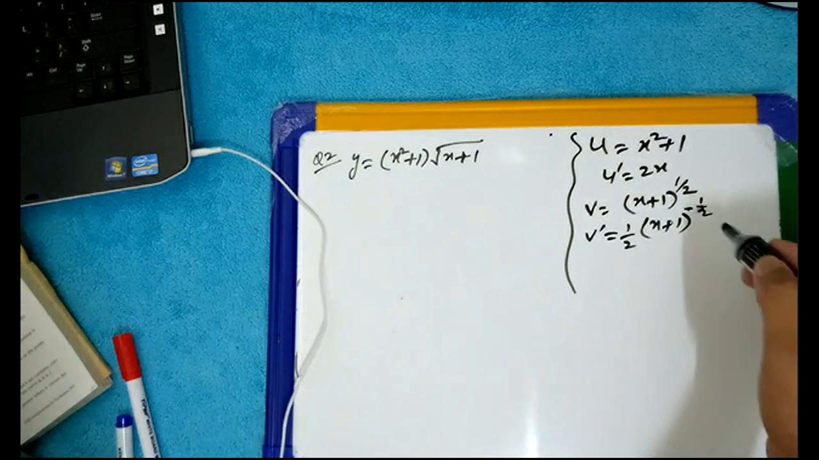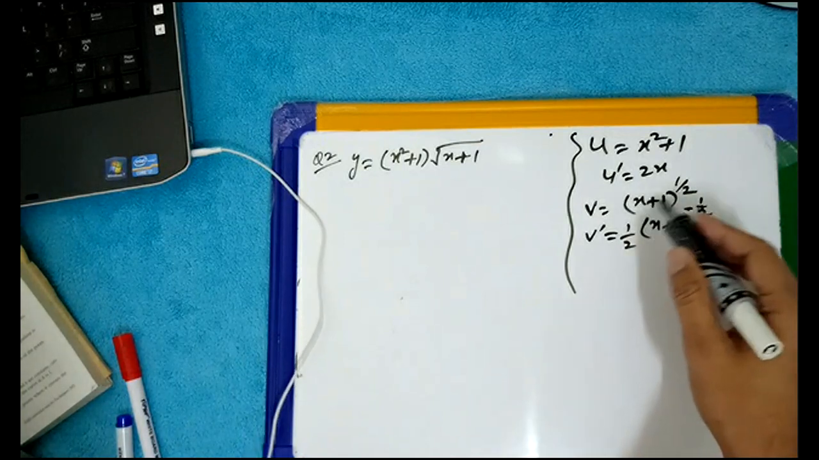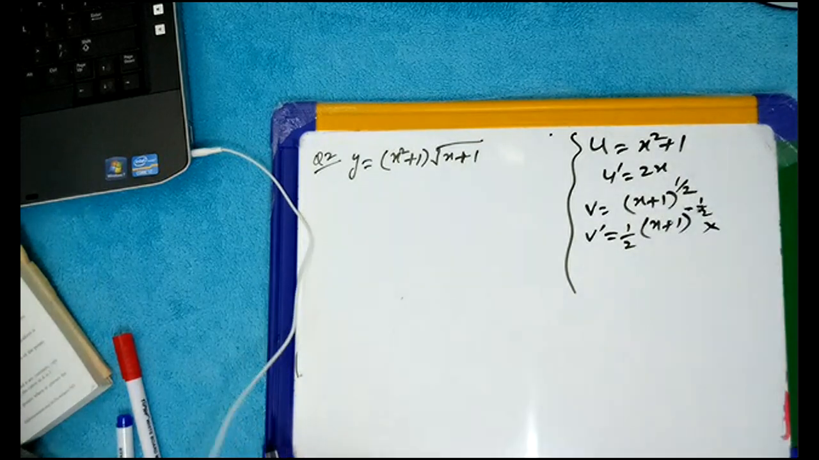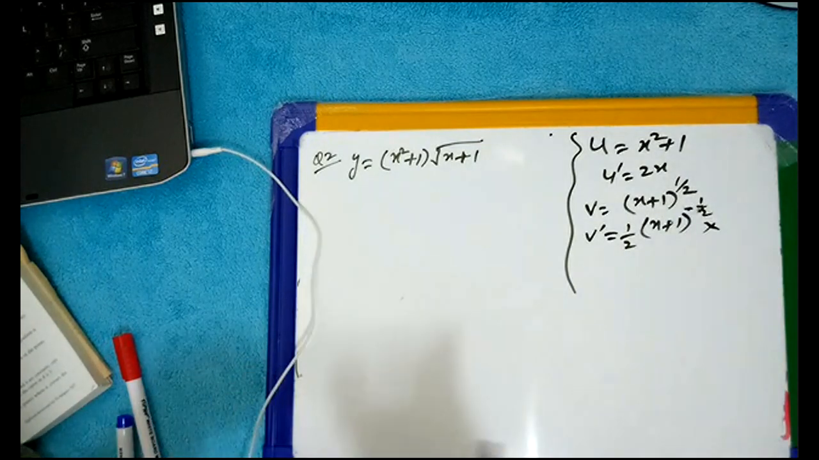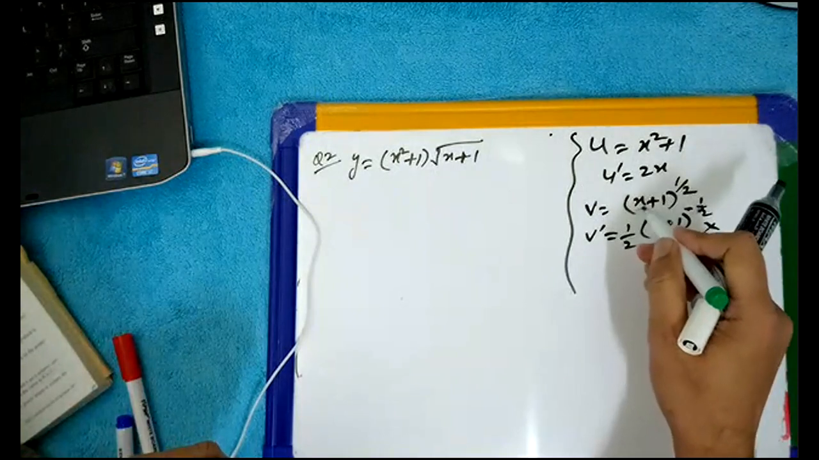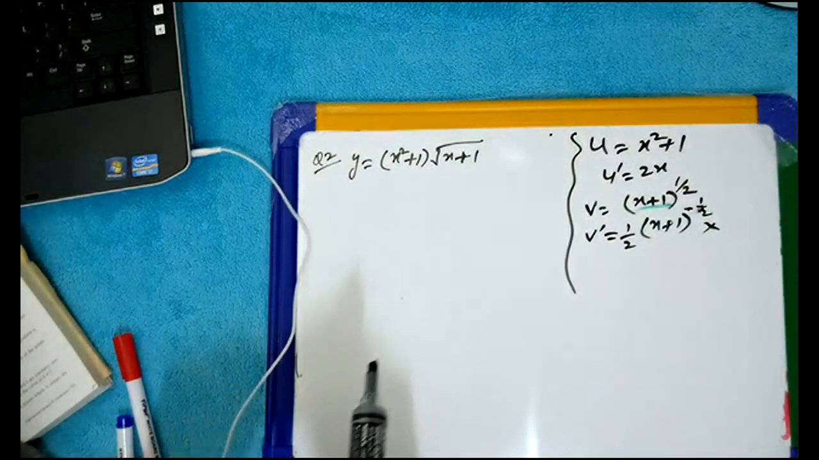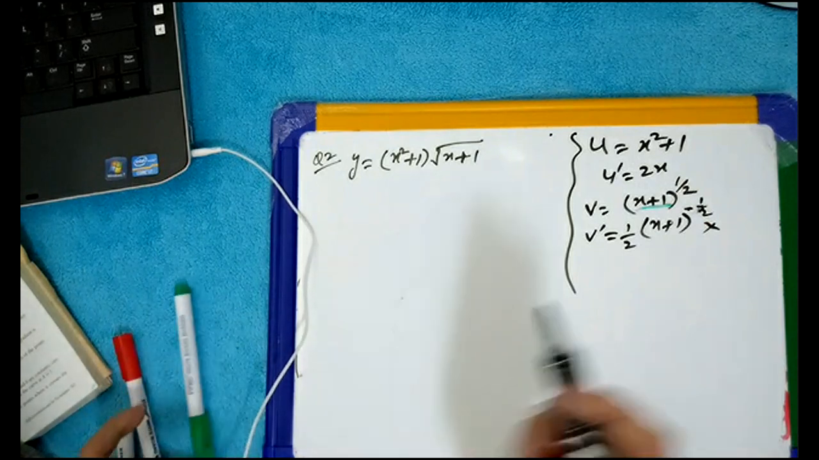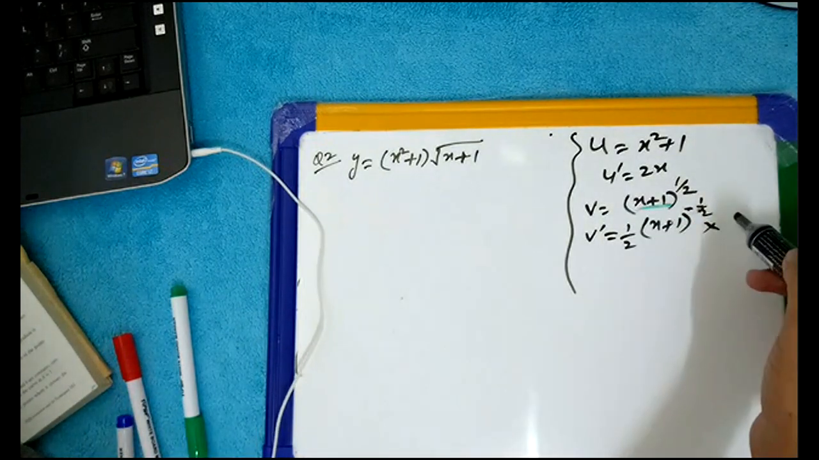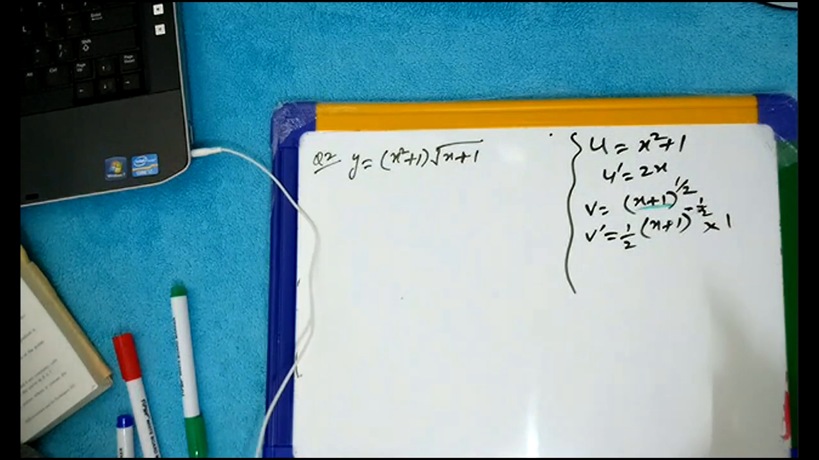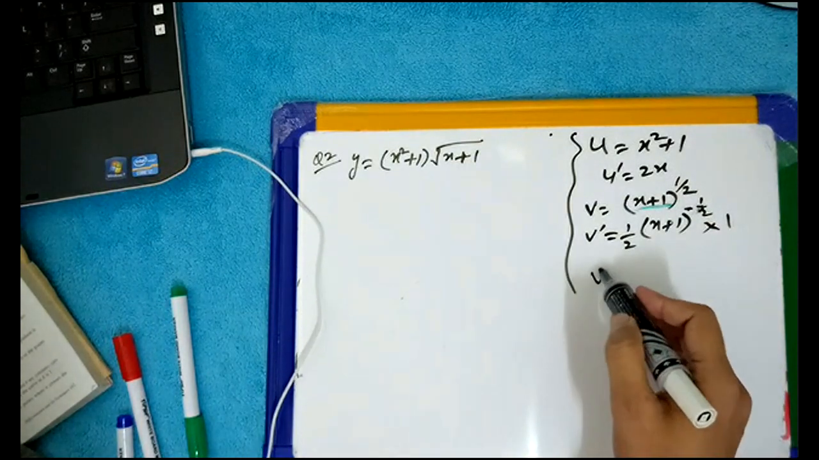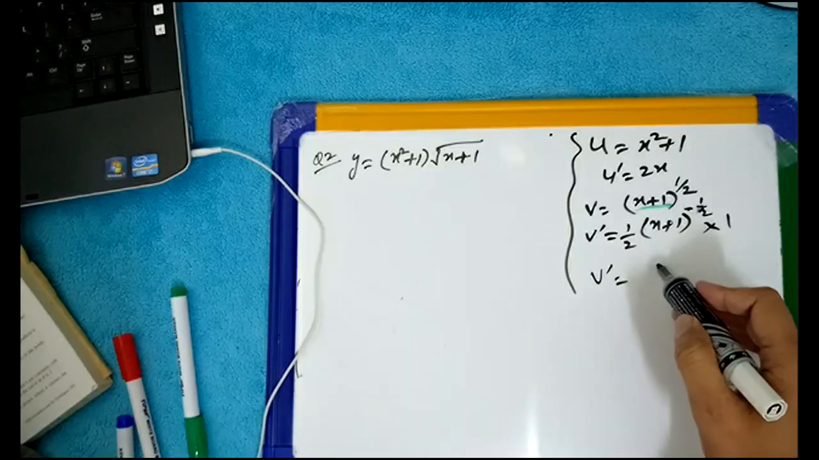And the power inner function is only this. Inner function is very easy this time round. You see, the inner function is this. So what is the derivative of this function? The derivative of the inner function is 1. So there will be no effect. You got it? Okay. So your final is just 1.